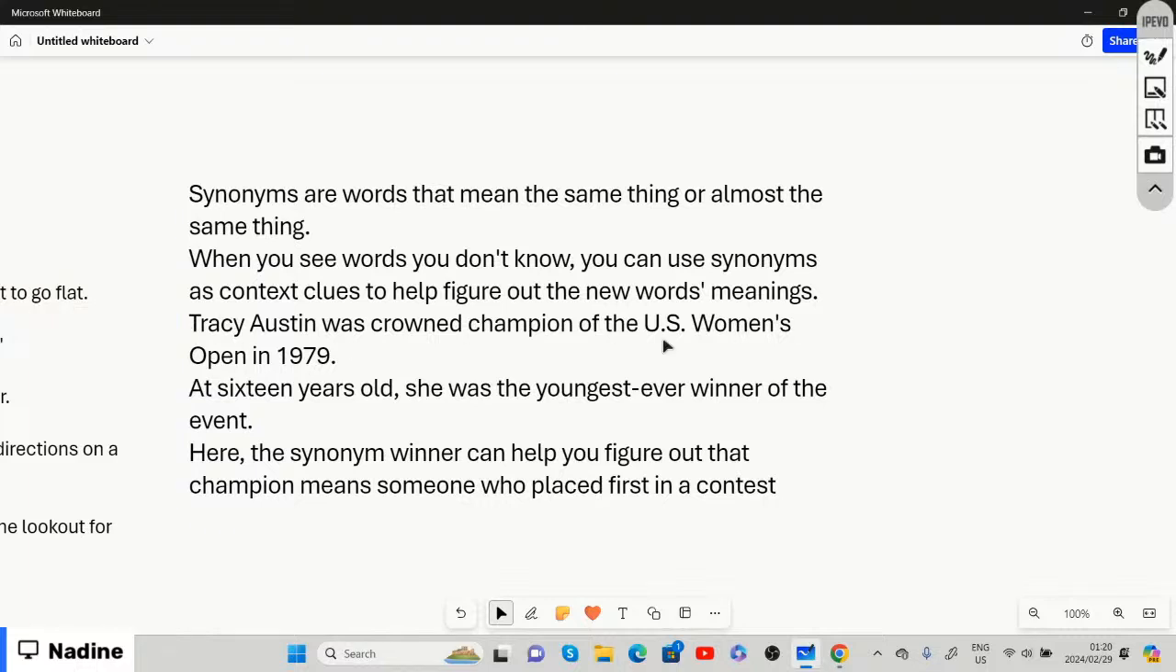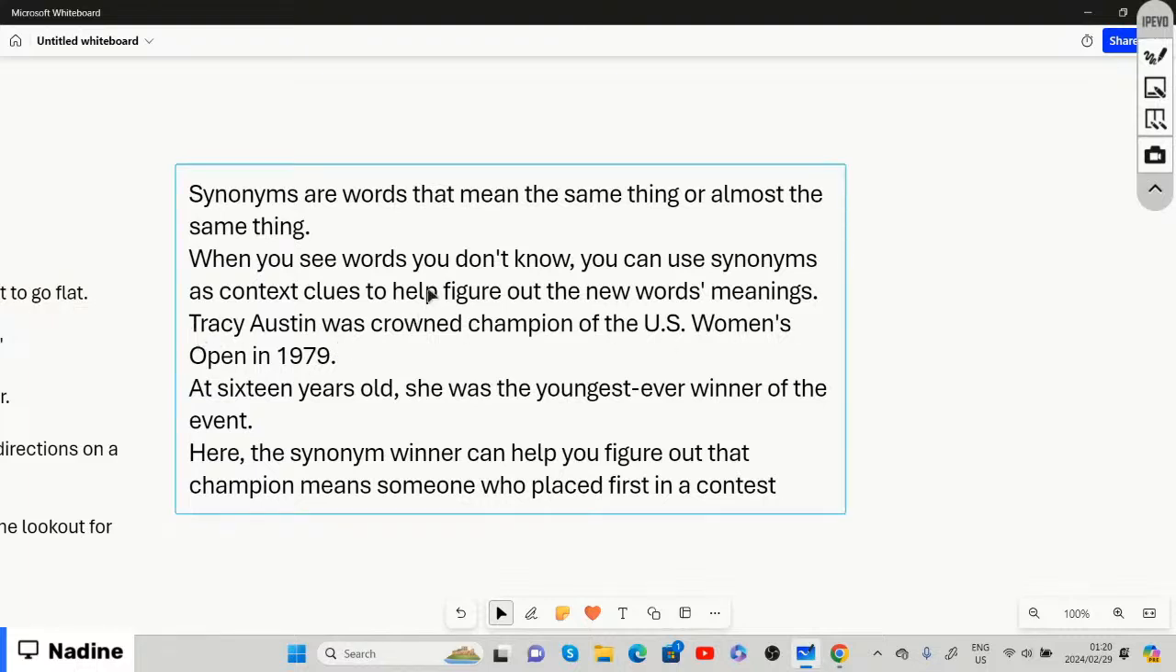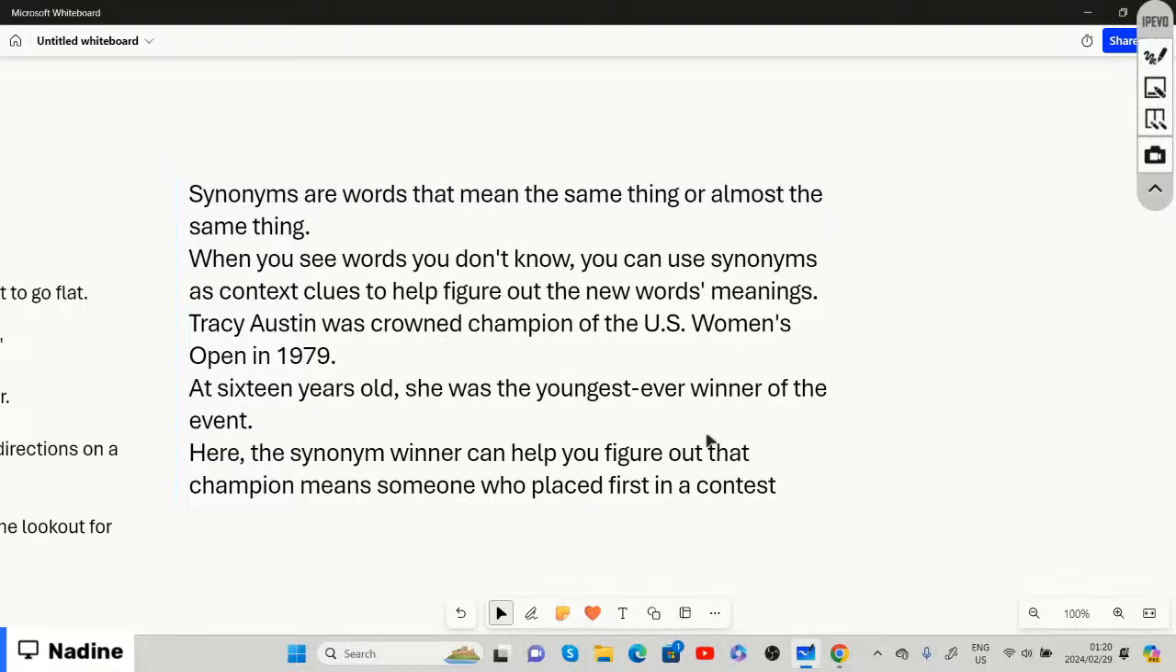All right. So, for example, it says Tracy Austin was crowned champion of the US Women's Open in 1979. And at 16 years old, she was the youngest ever winner of the event. So, which means that if we were to identify the synonym, the synonym winner can help you figure out that champion means someone who plays first within a context, someone who's winning.